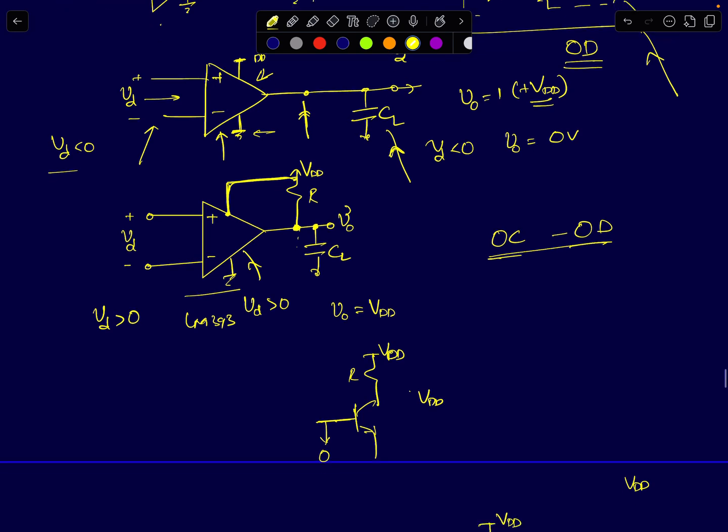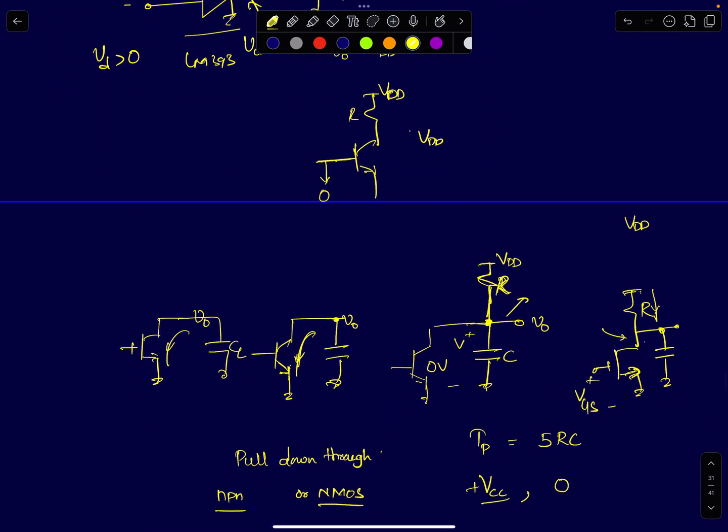Okay, so now if you look at these charging and discharging paths, the discharging path happens through a transistor, and the charging path happens through a resistor. When the output node is getting charged, what is the condition for the output node to charge? Your VD, the differential input voltage, should be greater than 0. If VD is greater than 0, the output will be charged to VDD. If VD is less than 0, then the final output stage transistors will be turned on and they will discharge it.